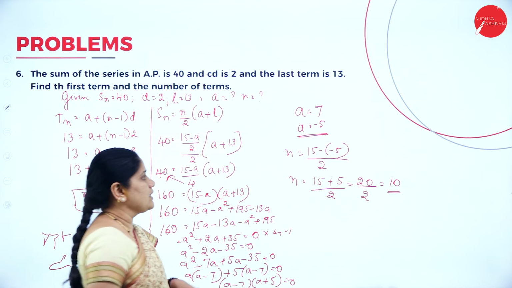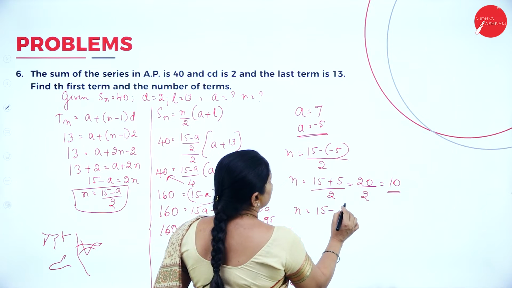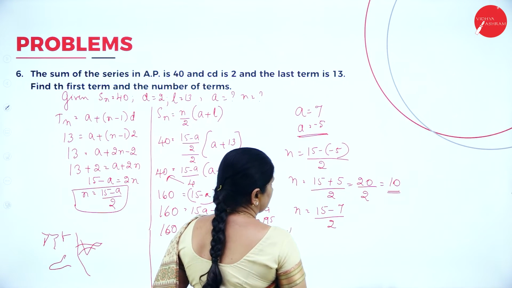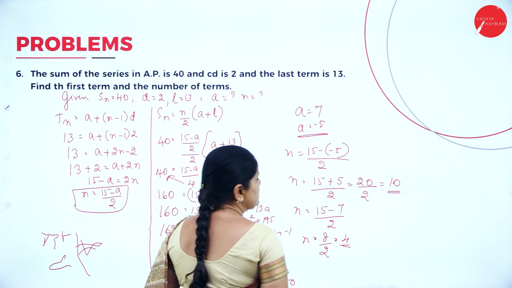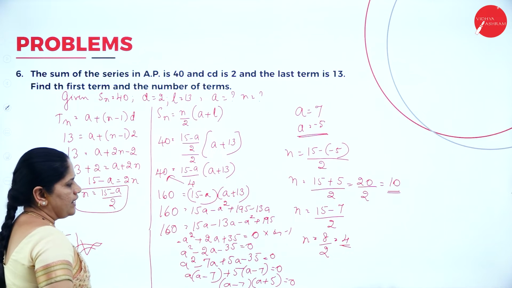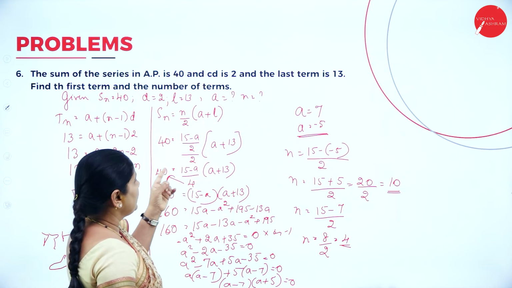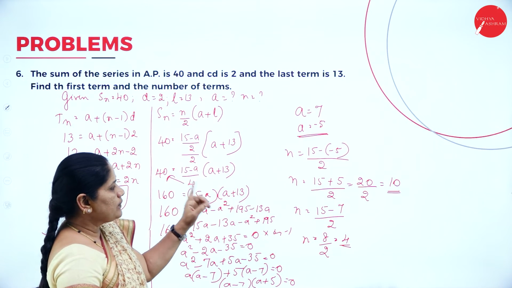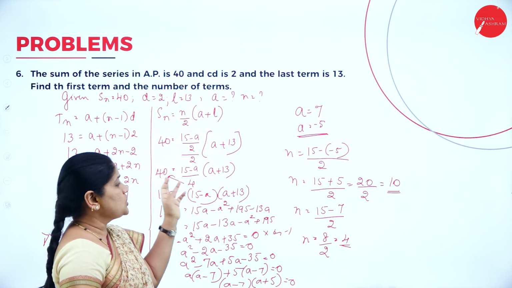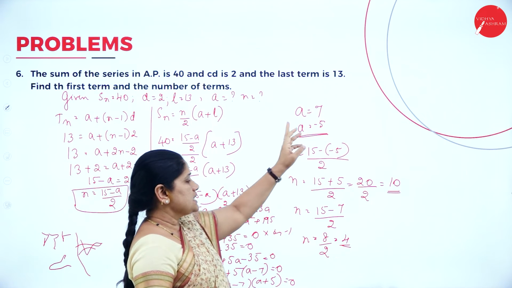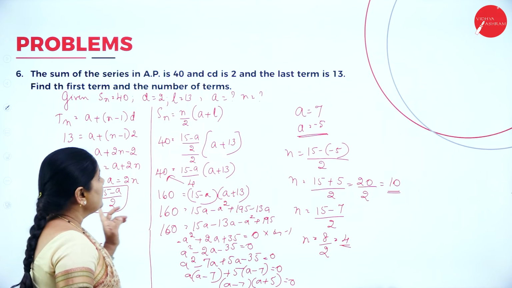Now when A is 7, n will be equal to 15 minus 7 divided by 2, n will be 8 divided by 2, that is 4. So we have two values here. So A equals 7 and A equals minus 5. So when A equals minus 5, the number of terms in the given progression is 10. So when A is 7, the number of terms will be 4 in this particular progression.